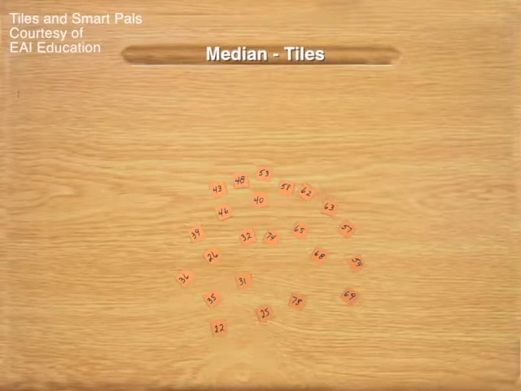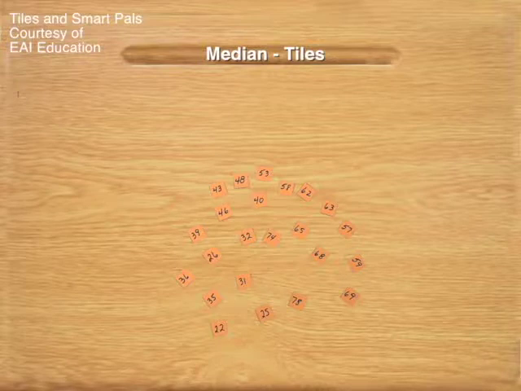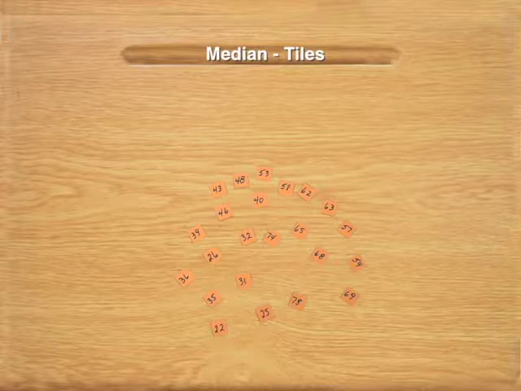Here we have a set of data, a group of numbers. And what we want to do is find out which number out of all of these is in the middle. So the first thing we're going to do is put the data in numerical order. So let's do that right now.